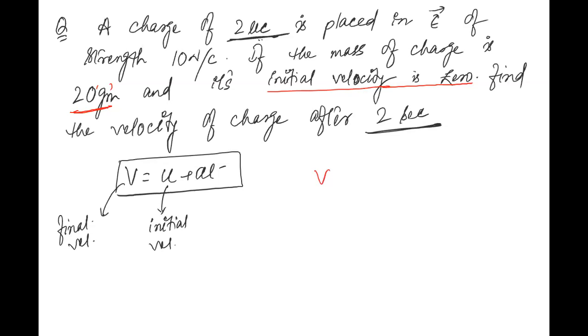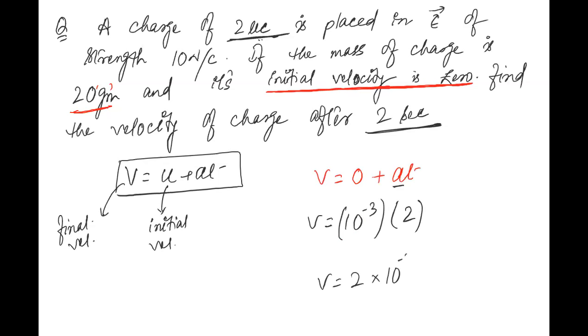So can I write simply v is equal to u plus at, but u is zero. Initial velocity is zero, right? So u is zero plus acceleration multiplied by time. So v will be equal to 10 to the power minus 3 multiplied by time. Time is 2 seconds, means the value of v is 2 into 10 to the power minus 3 meter per second.